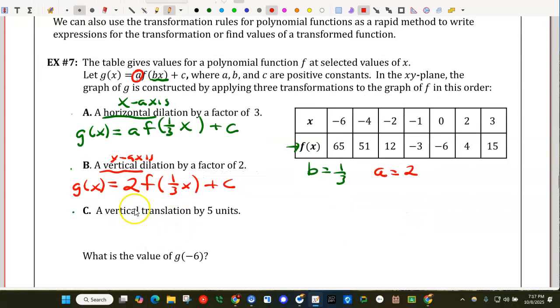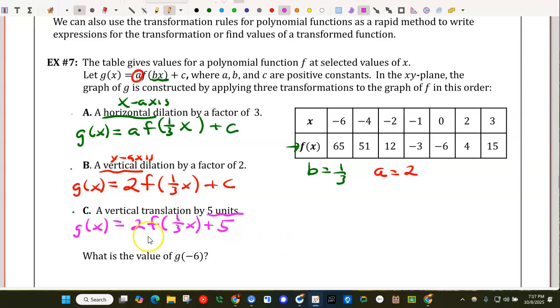And then lastly, we have a vertical translation, right? That's going to be the last value of c, and that just moves it up 5. So finally we have 2 times f of 1/3 x, and this vertical translation just becomes a plus 5.